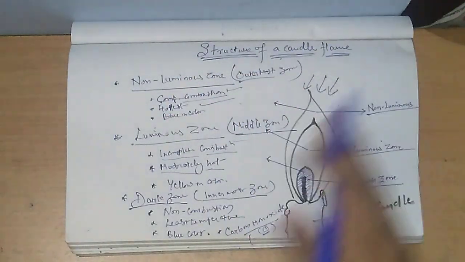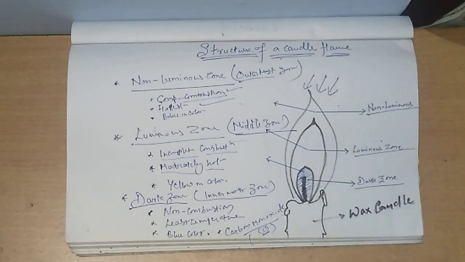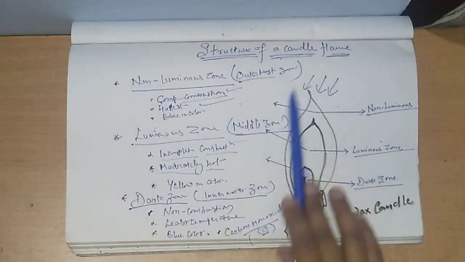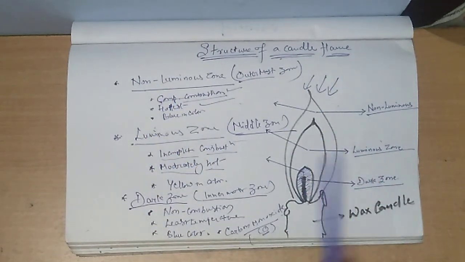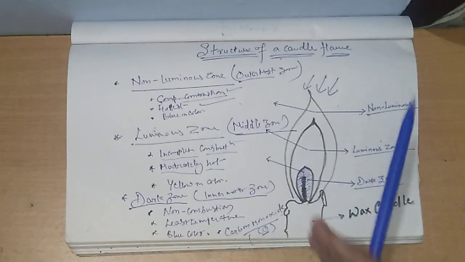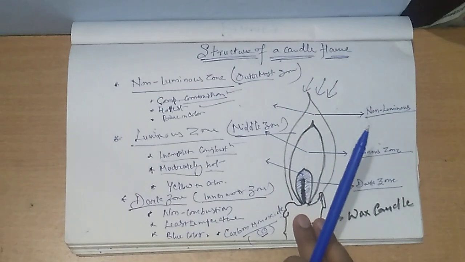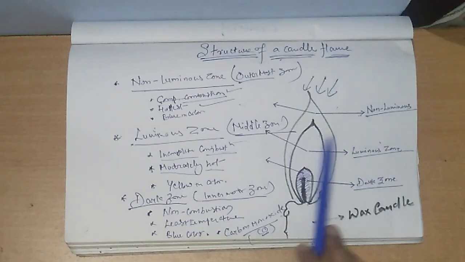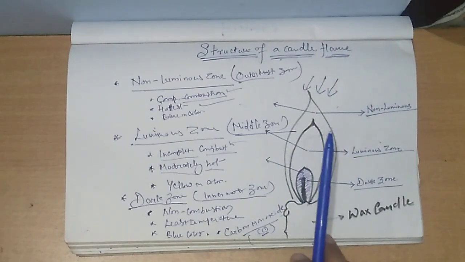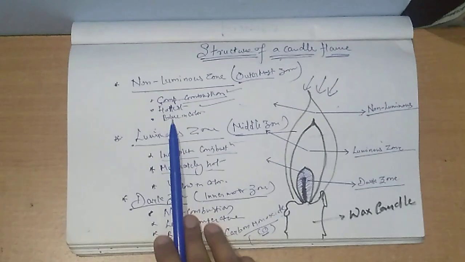I am repeating the entire concept. This is the structure of a flame. Any flame would not show you a constant or uniform color for the entire design, it will never show you a uniform color. And this color represents the different zones. And what are the different zones of flame?